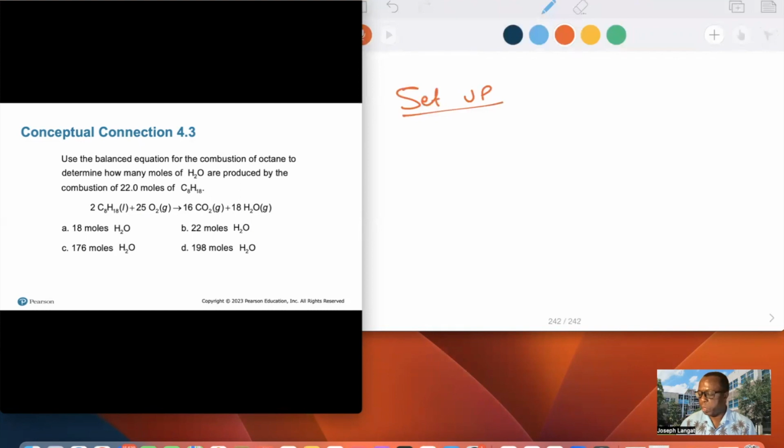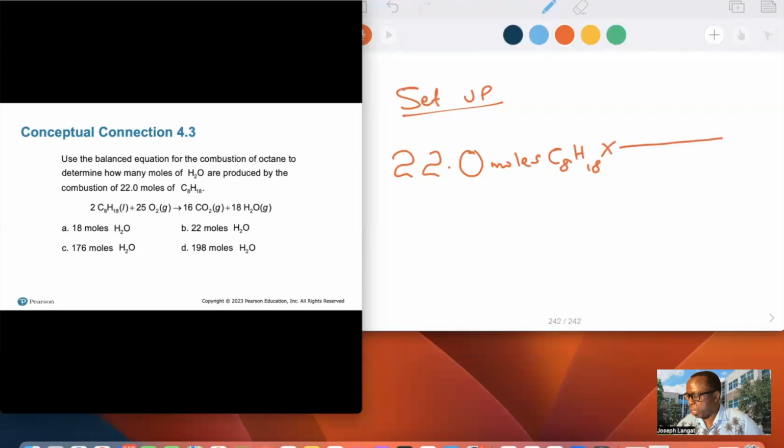Look at what you are given. 22. And there is a reason why we have 0 here. It means 3 significant figures. And moles of what? Moles of C8H18 times, we want to get rid of moles of C8H18. See how I'm setting up? And I'm looking for moles of what? Moles of H2O.